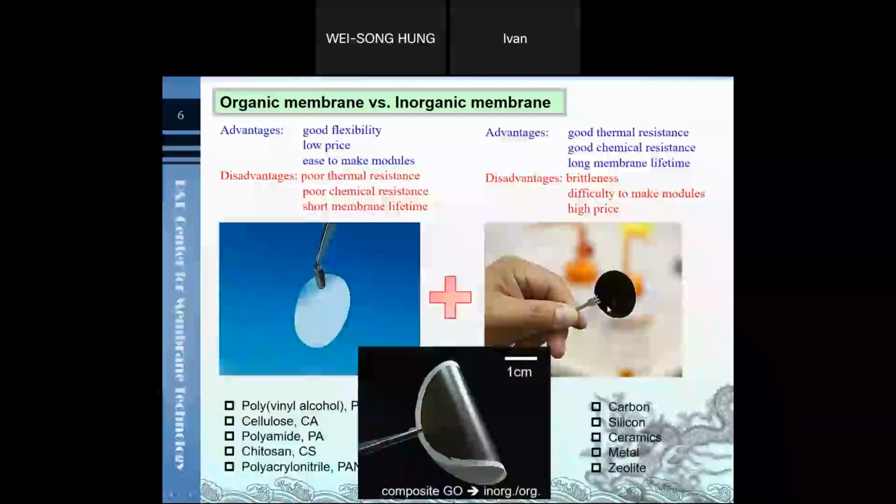So we combine the advantages of both organic and inorganic membranes to prepare the graphene-based membrane. They can have both advantages for further applications.